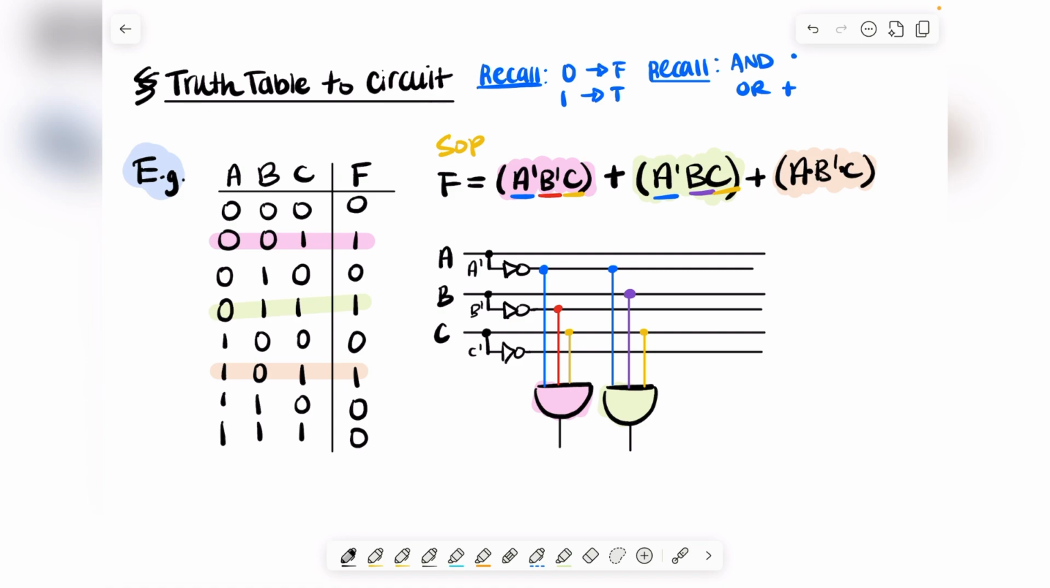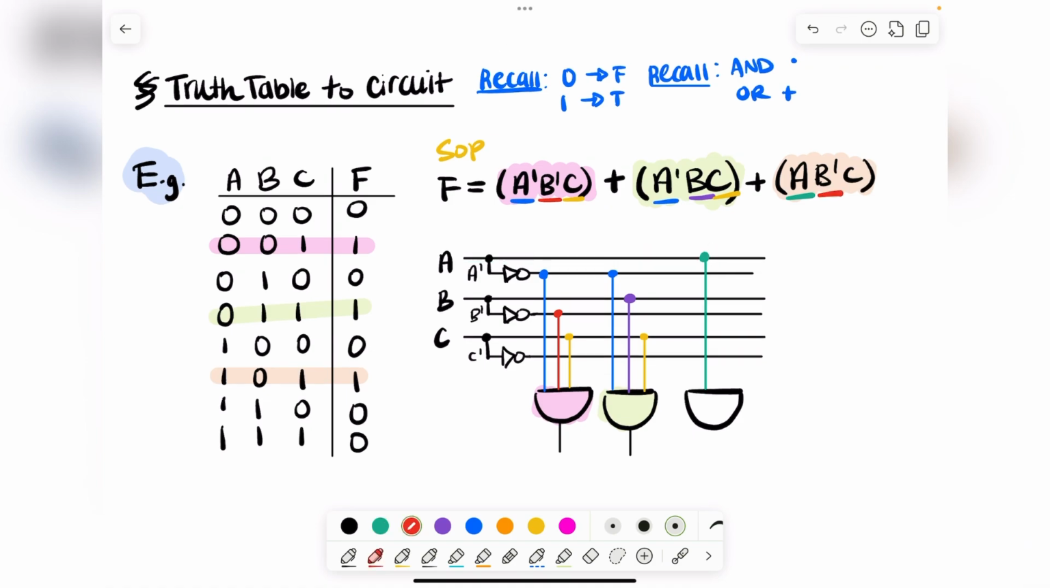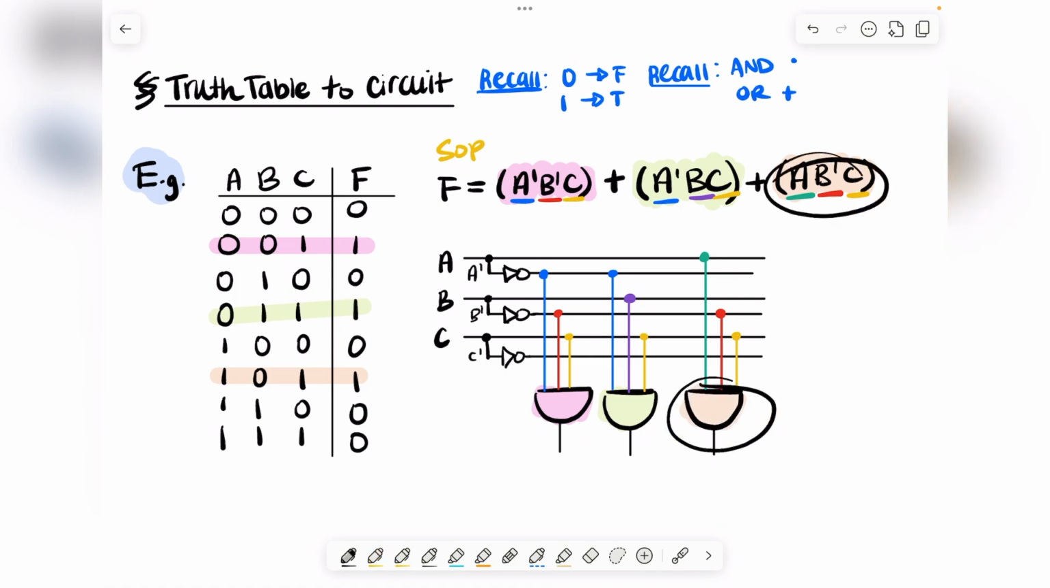Again, these things are being multiplied together. They're all going to go inside an AND gate. I see an A, so I'm going to go to the A line, do a little dot, and drop it all the way down to the gate. I see B prime, so I'm going to go to where B prime is, do a little dot, drop it all the way down. And finally, I see C, so I'm going to go where C is, do a little dot, drop it all the way down. So this is this gate, and it's going to have an output.